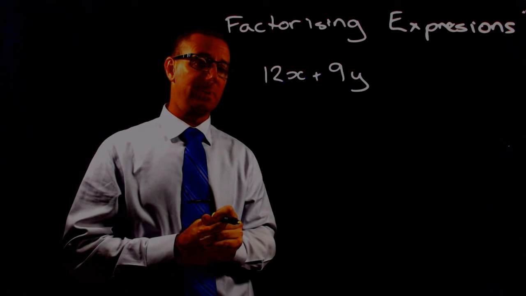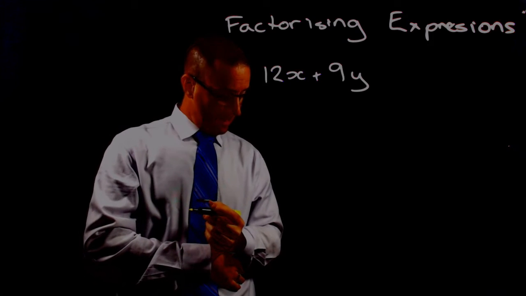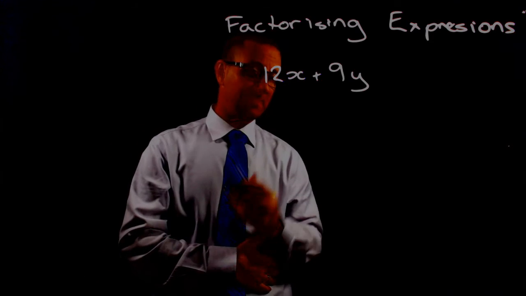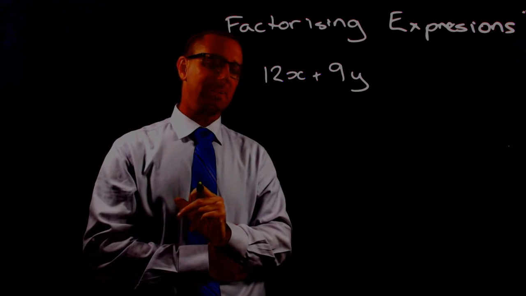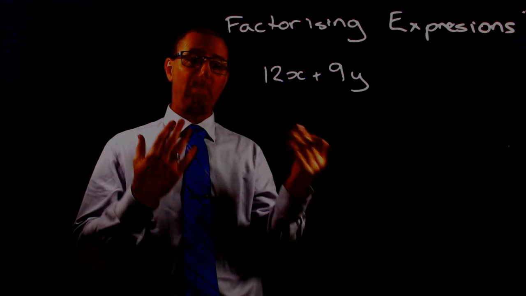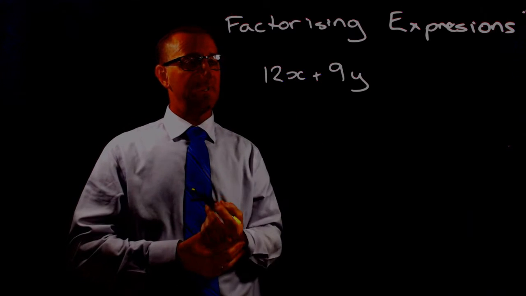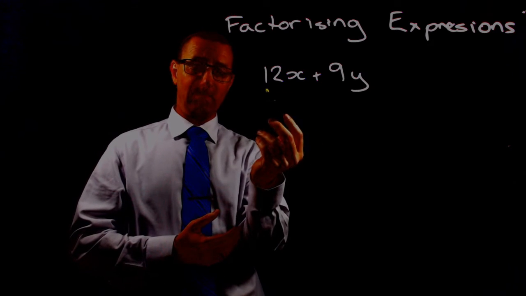of this expression. In order to do that, what we need to be able to do is find the prime factors for each term in this expression. That means we're looking for prime numbers that can be multiplied together in order to make 12, for example.